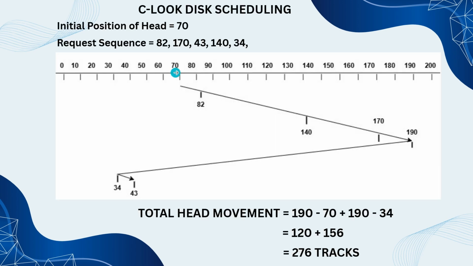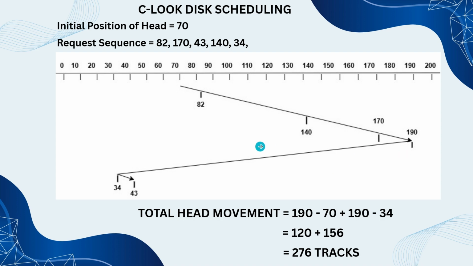The next type of disk scheduling is C-look disk scheduling. So it is also known as circular look scheduling algorithm. It is an improvement over the C-scan algorithm. So here the disk head does not go to the end of the disk if there are no requests in that direction. Instead, it jumps back to the beginning of the disk as soon as it reaches the last request. So this way it reduces the unnecessary head movement.